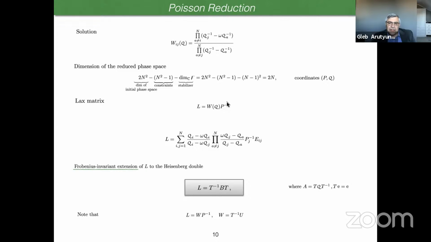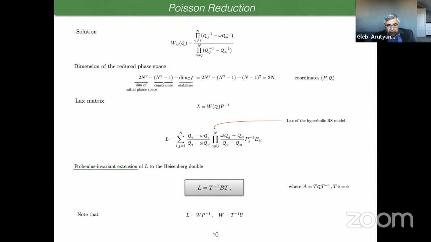Further, we can introduce on this reduced phase space a matrix L as a product of this W, depending on Q, with P minus 1 from the right. And working out explicitly, this L has this form, and this appears to be the Lax operator, the Lax matrix, sorry, of the hyperbolic Ruijsenaars-Schneider model.